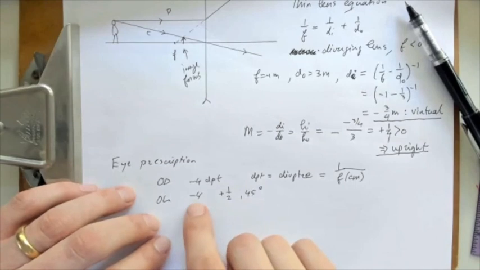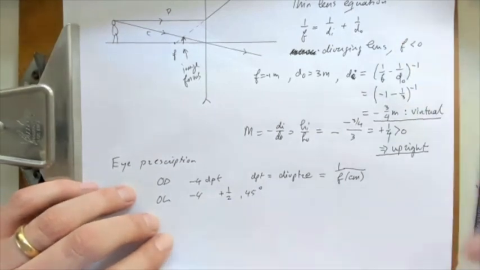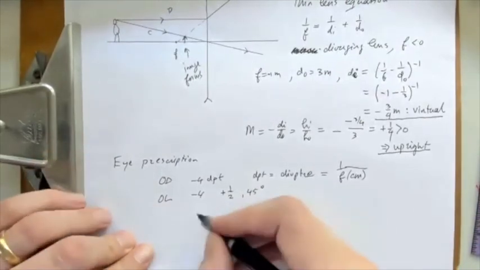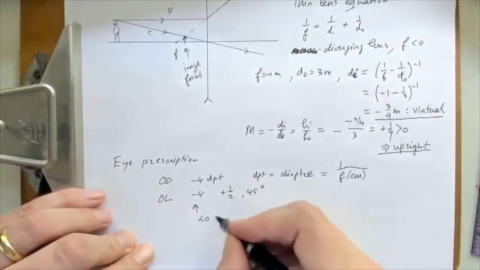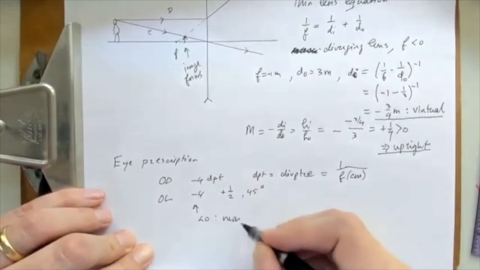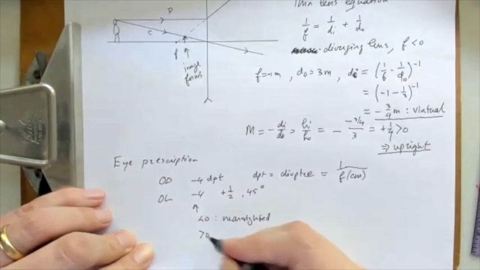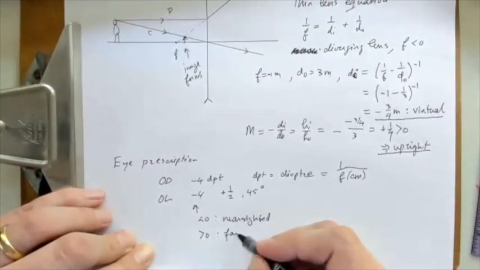Those of you that have plus are called farsighted. If this is negative, we call that nearsighted. And if it's greater than zero, we call it farsighted.